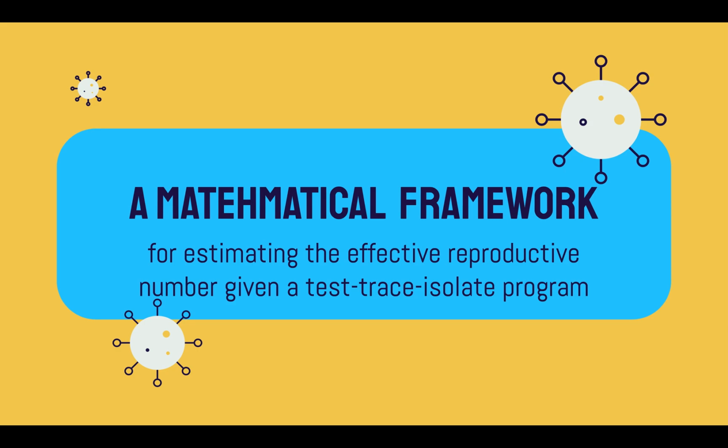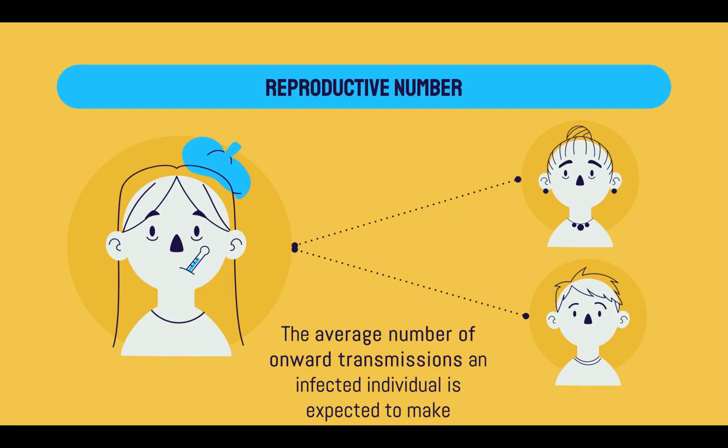As I've mentioned, this is a mathematical framework for estimating the effective reproductive number given a test, trace, isolate program. What do I mean by effective reproductive number? The reproductive number is essentially the average number of onward transmissions that an infected individual is expected to make. So, on average, how many onward transmissions do we expect each individual to make?